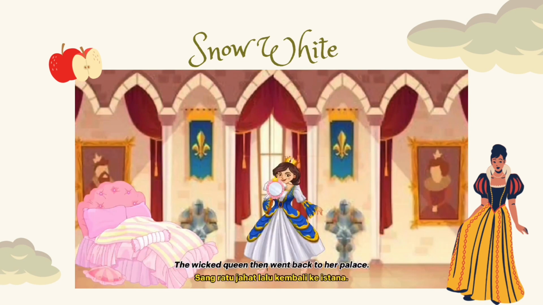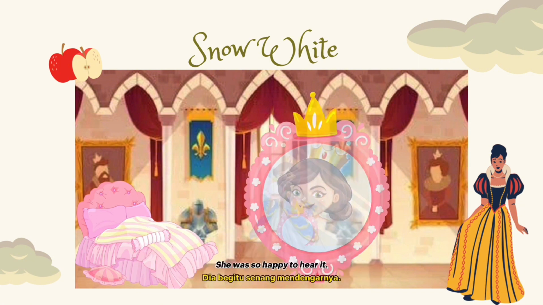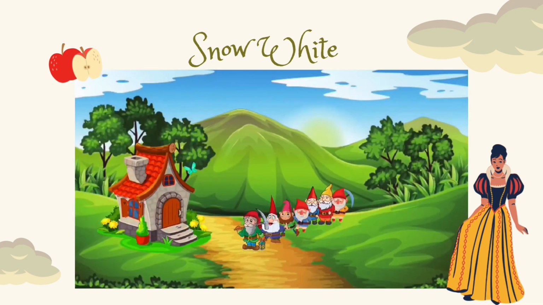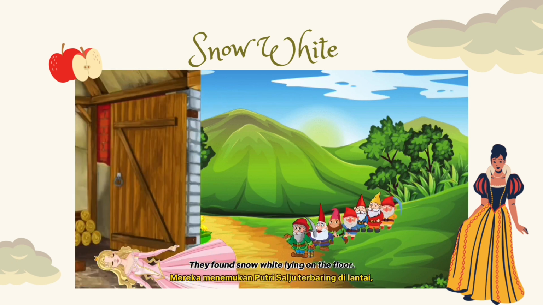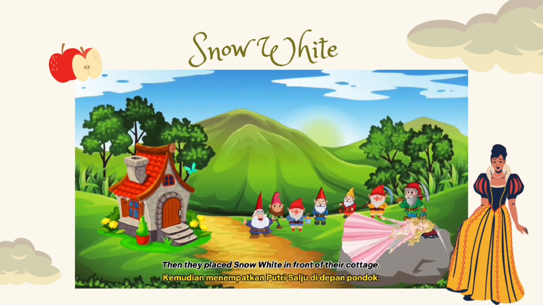The queen then went back to her palace. She once again asked her mirror, and now she was the most beautiful one in the kingdom. She was so happy to hear it. When the 7 dwarfs came home, they found Snow White lying on the floor. They were deeply upset and cried all night. Then they placed Snow White in front of their cottage.